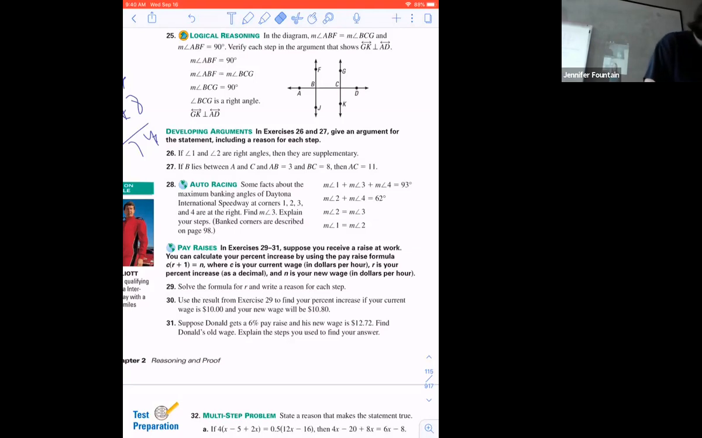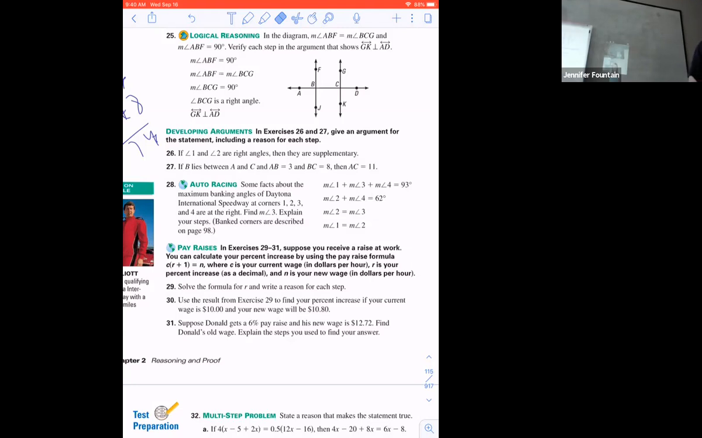So we know that they are supplementary. What was it, the law of supplements? Is that what they called it? But basically, supplementary angles, okay?